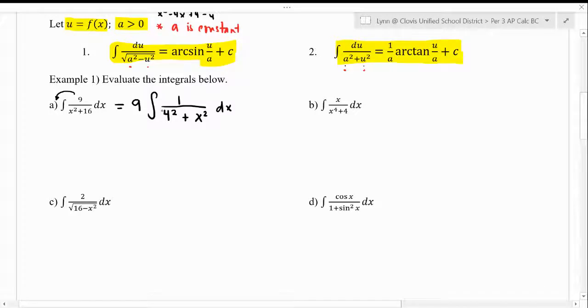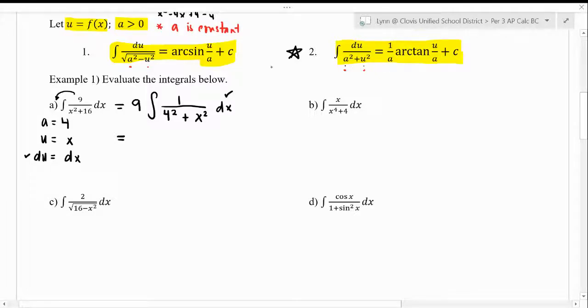So this is now in that a squared plus u squared form. So a would be the number being squared, u would be the variable term being squared, and now compute your derivative to see if it lines up. So the derivative of x is just 1, or 1 dx, which is what I have here, right? So I just have 1 dx, so perfect. Then I don't need to do a u-substitution because the du/dx matches perfectly. So now I'm going to go straight into that pattern.